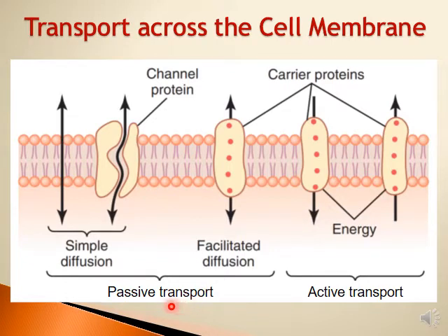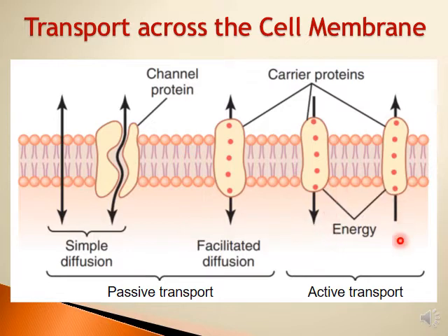Why do we call it passive transport? Because here we don't need ATP as a source of energy. The driving force is just the concentration gradient, because on one side we have a high concentration of the molecule or the ion, and on the other side we have a low concentration, and this concentration gradient will make sure that the molecule is transported from the high concentration to the low concentration across the cell membrane.